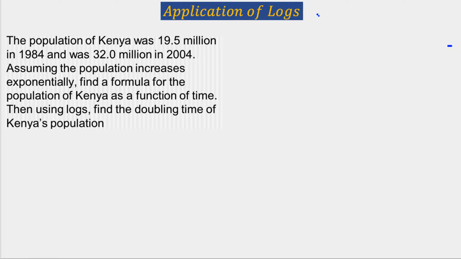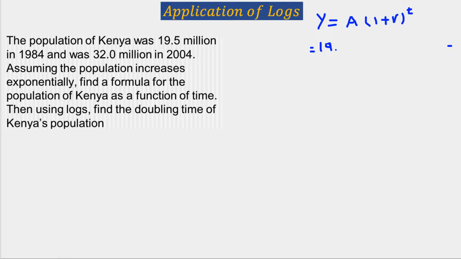First of all, let's write the formula of exponential growth, which is y equals a times (1 plus r) to the exponent t, because we are looking at a function of t. The factor b is 1 plus r. So now, let's plug in the known information. The initial value a is equal to 19.5 million.